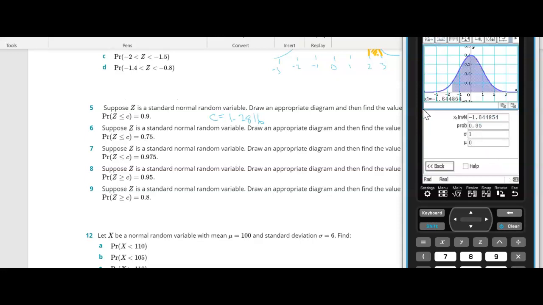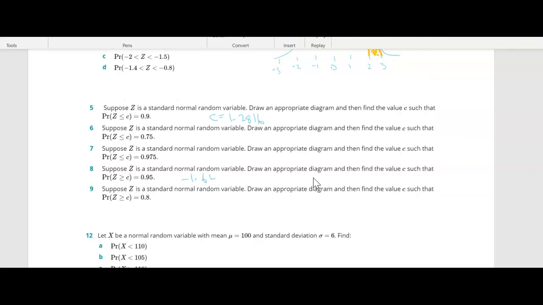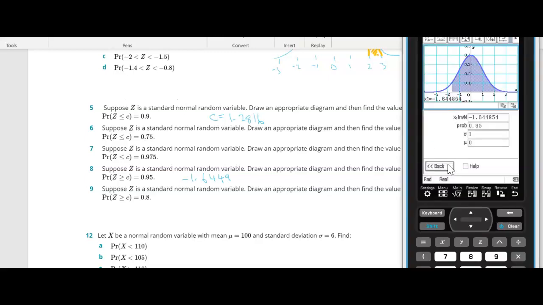If you need to look at it graphically, just quickly press the graph and you can see it. And you can check, have I done it correctly? So we want Z is greater than C is 0.95. So it makes sense that C is down here. So that's 1.6449. -1.49. All right, if you're drawing your diagram, let's just do 9 because I've got space for 9.